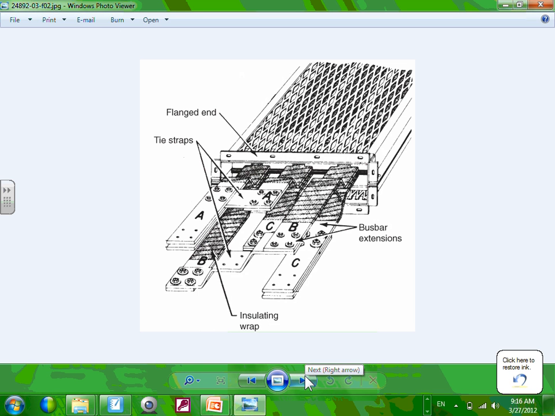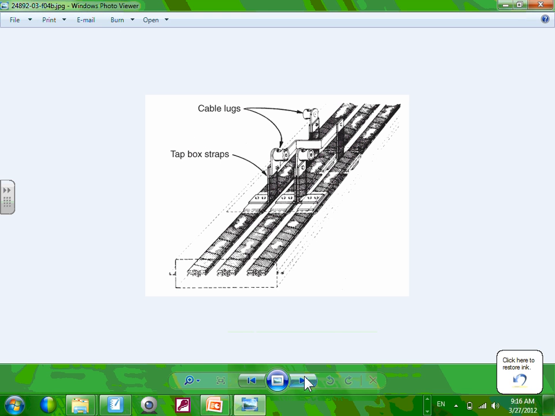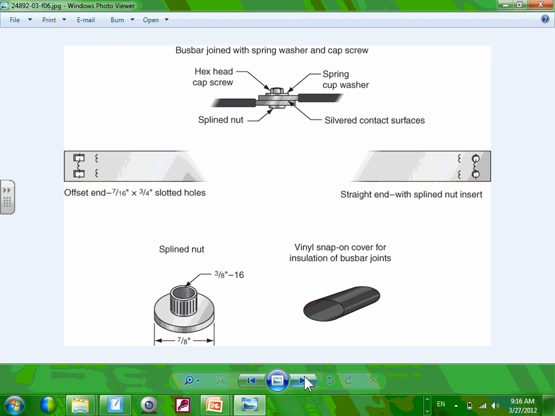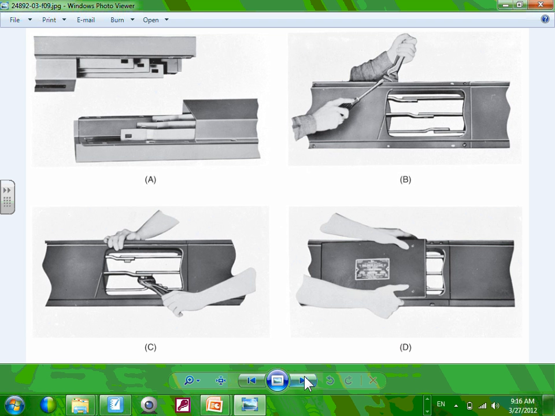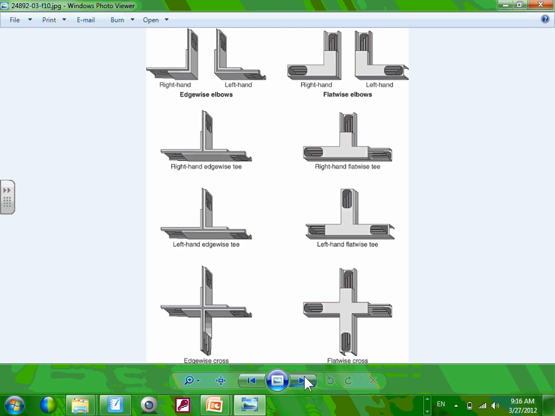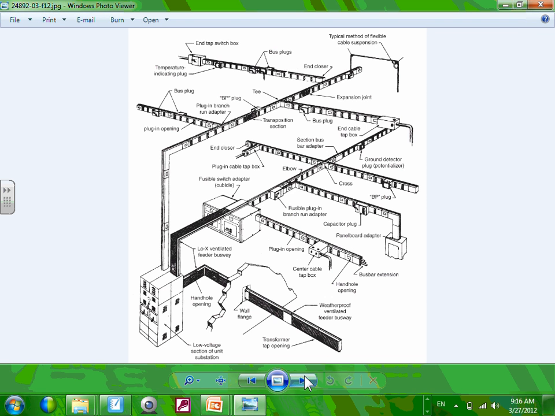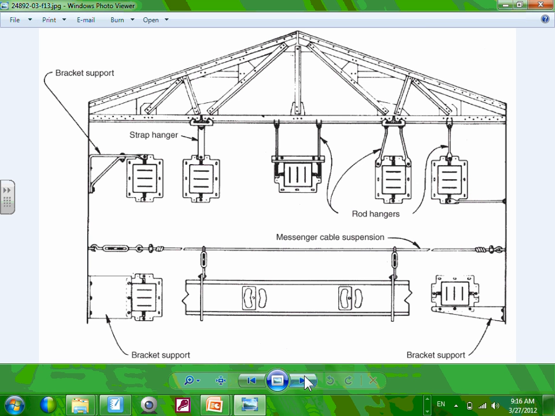Different look at the busways. Tied to straps, insulators. This is where you can tie to cables. We talked about this one. Torquing them and adjusting them. Okay, so that's all we have.